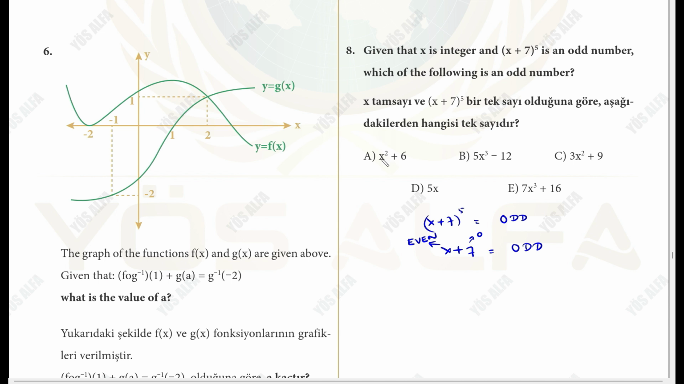So x is even, so x squared must also be an even number. Even plus even is another even number. So x cubed is also an even number, times 5 is another even, minus another even number will give us an even number. So x squared is an even number, plus an odd number will give us an odd number. So this is what we're looking for.